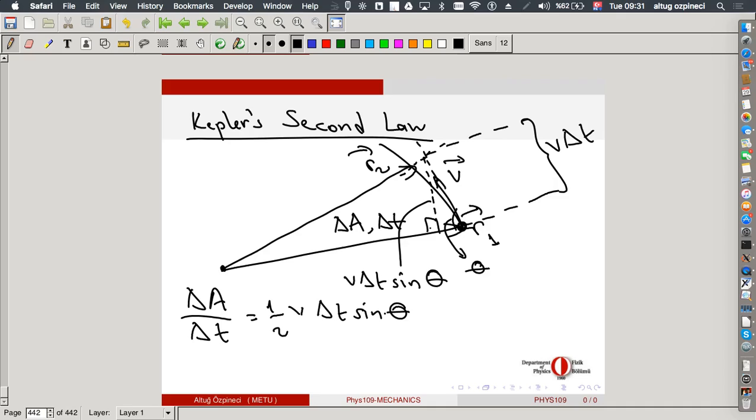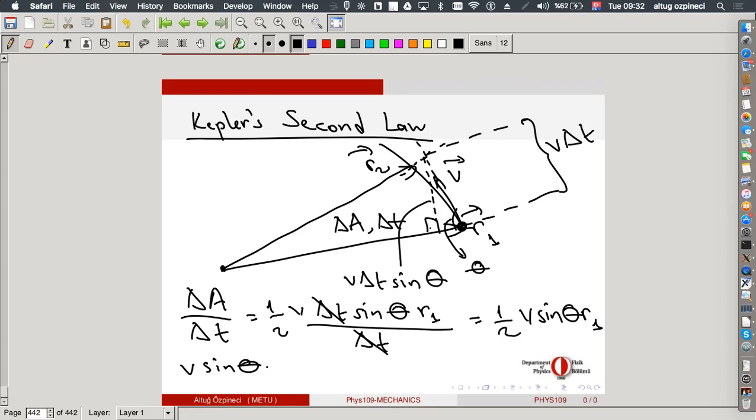The base has length r1. This is delta A, and we are dividing by delta t. This is equal to 1 over 2 v sine theta r1. And Kepler's second law basically states that this is constant. Well, 1 over 2 is also a constant, so v times sine theta times r is constant.